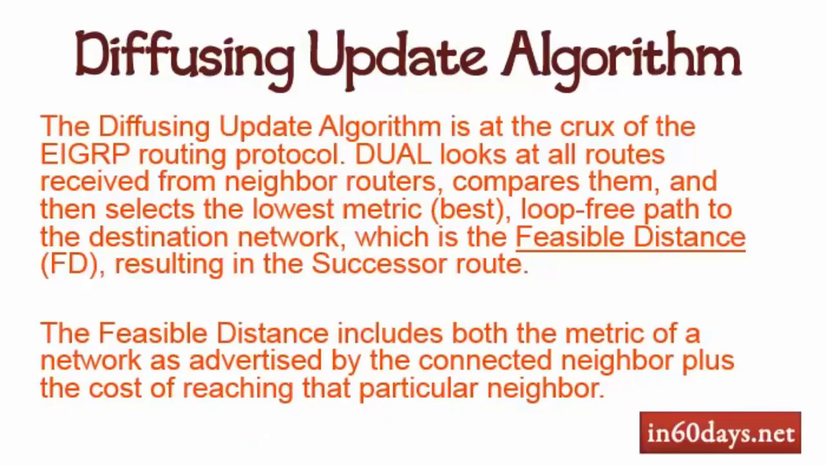Feasible distance includes both the metric of a network and the cost to reach it. So if a network tells me it costs 20 to get there, and for me to reach the router that's telling me, it costs 5, then the distance will be 25.